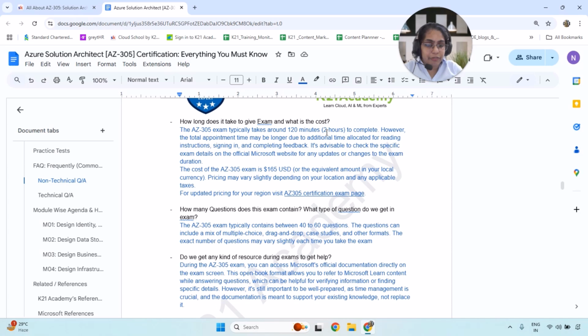The next question is, what is the cost for the certification? If you're planning to go for the AZ-305 certification, the charges would be around $165 USD, and it may have some equivalent amount in whatever currency you choose. Based upon that, it is going to show you the price. This price can vary slightly depending on your location or any applicable taxes.